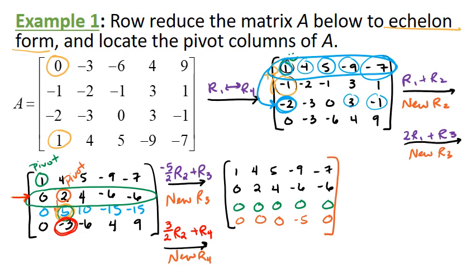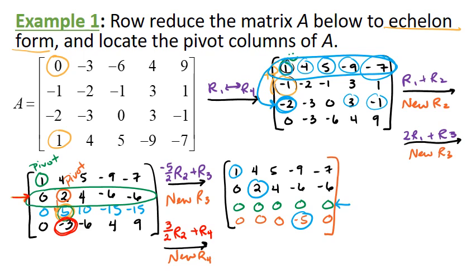All right, so let's analyze this a little bit. This is a pivot. This is a pivot. This is a little bit of a problem. I cannot create a leading entry in this. There's nothing I can do. It's all zeros. But this is a pivot.